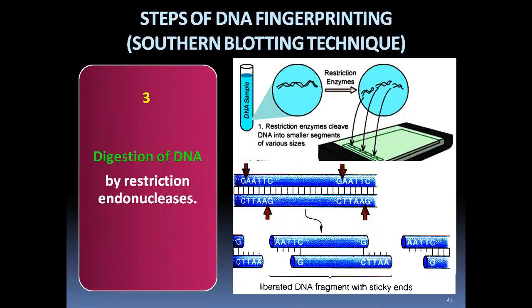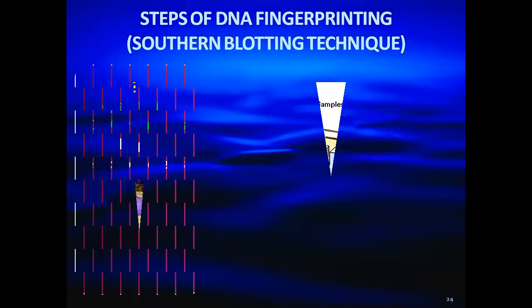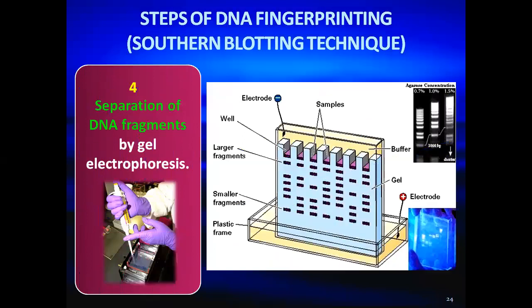Then after that we do the digestion of DNA by restriction endonucleases, cutting it into specific pieces. What do we do after that? Separation of the DNA fragments by gel electrophoresis. Gel electrophoresis we do. This is the diagram you can see here. When we do gel electrophoresis, these fragments will move to different places based on their larger and smaller size. The fragments go to different places.